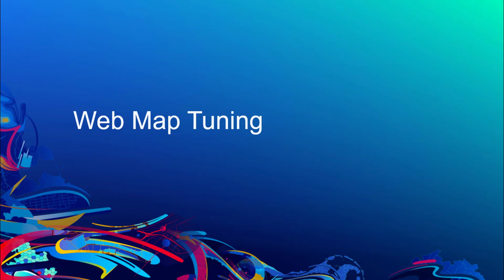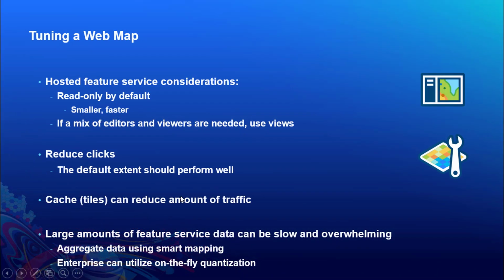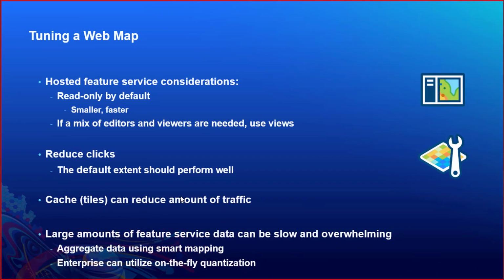So web map tuning. Let's discuss this a bit. Ways you can tune your web map are through your hosted feature service. By default, hosted feature services are set to read-only, and this is a good thing. It makes them essentially faster. And the reason is because they have less to do. When you have a hosted feature service that has editing enabled, that service has to preserve precision and resolution in case changes are made, right? It has to keep that data accuracy. But by making it read-only, it doesn't have to do that, right? It makes it smaller and faster.